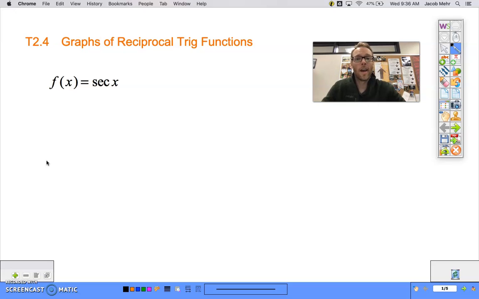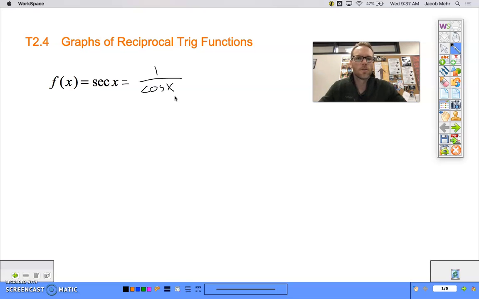Today we get to look at the graphs of secant, cosecant, and cotangent, our reciprocal functions. So this should be a fun exploration to see what these are going to turn out to be. Let's start with the secant first. Now we know the secant is the reciprocal of the cosine, 1 over the cosine of x.